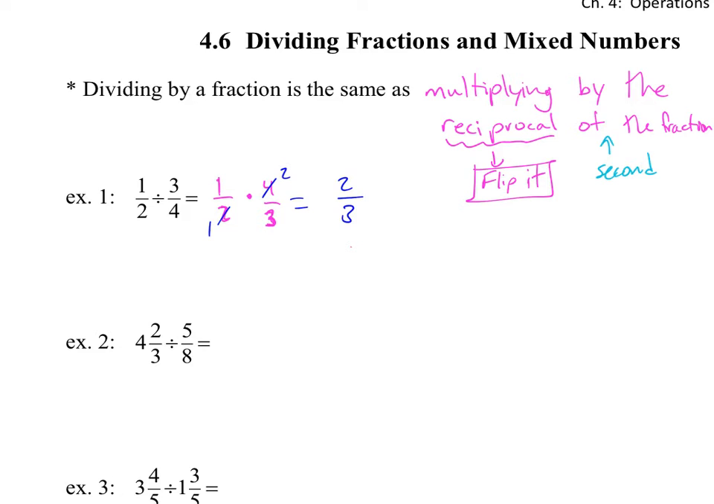Now, if you have a mixed number, first you have to make the mixed number into an improper fraction. So we're going to have, instead of 4 2/3, 3 times 4 plus 2, which is 14. So we're going to have 14 over 3 divided by 5/8, which is the same as 14 over 3 times 8/5.